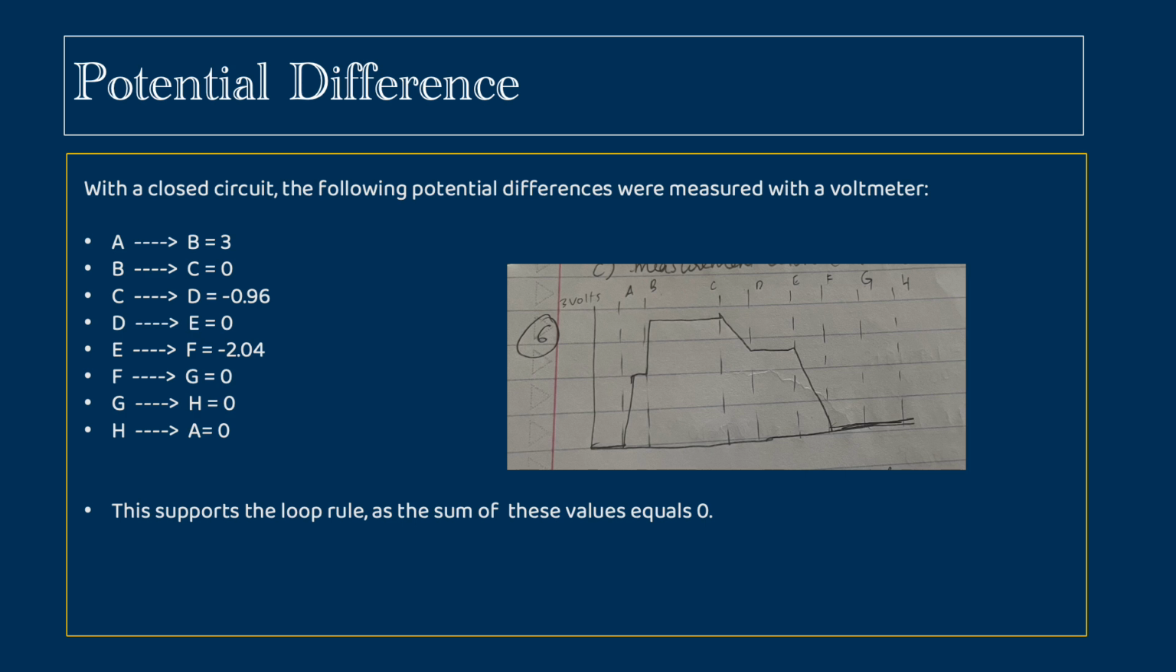So here we talk about the potential difference in each stage, so from A to B, 3, B to C, 0, and so on and so forth. And if you total them all up, it supports the loop rule, which is basically that all of them summed up equal 0.